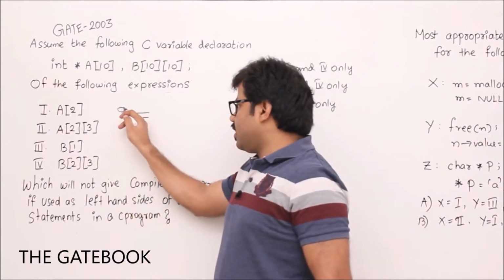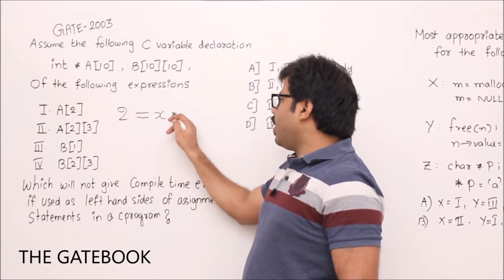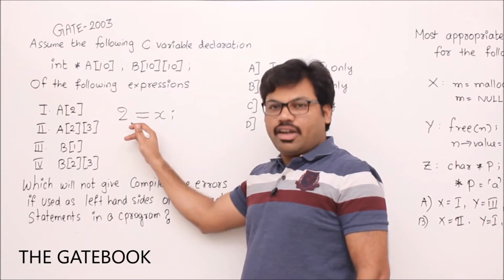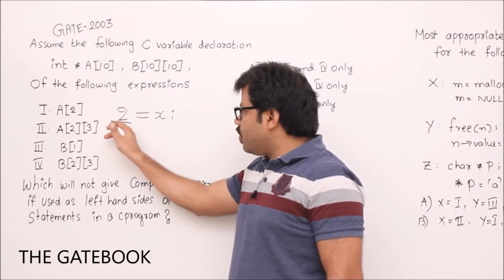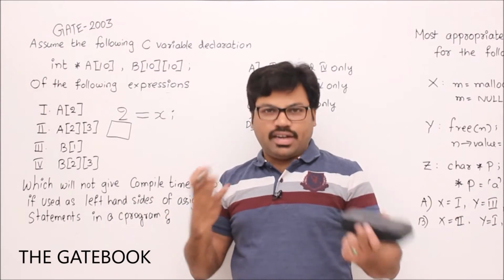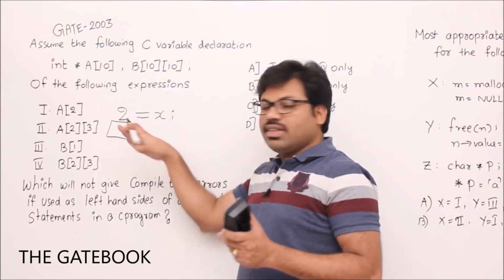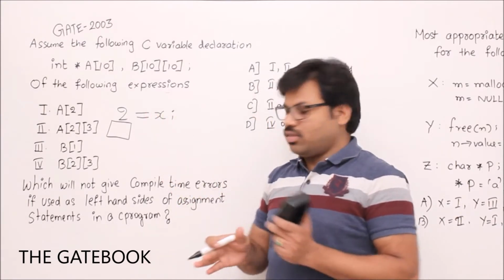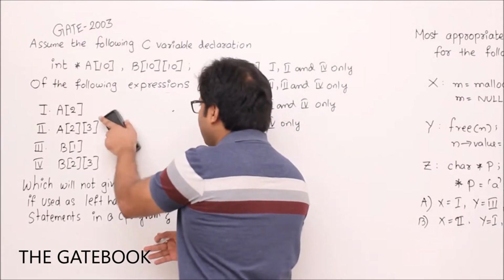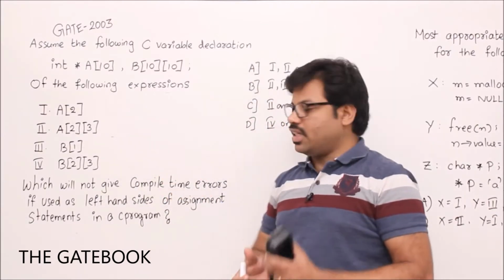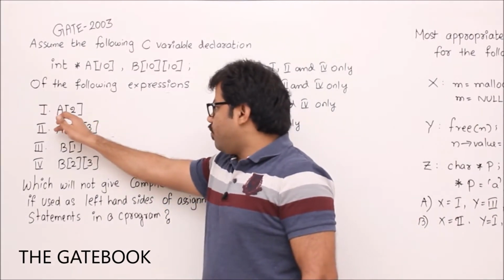So the question is like this. If you write 2 = x, then it gives a compile time error. It says that an L-value is required at the left side. So on the left side we should always use something that corresponds to an address. Since 2 is a value not related to an address, this gives an error. Now, do we have any construction similar to that? We'll see now. Let's begin with a[2].